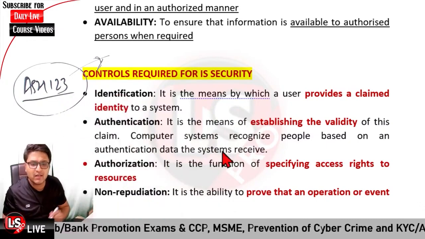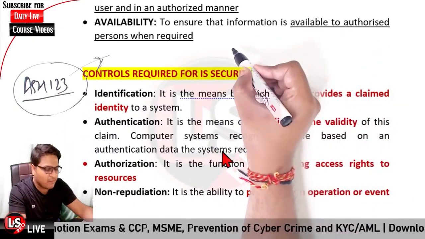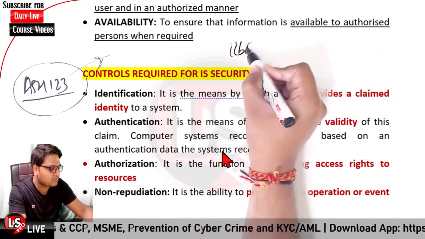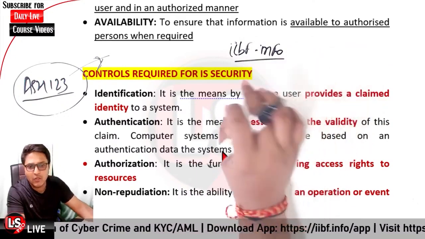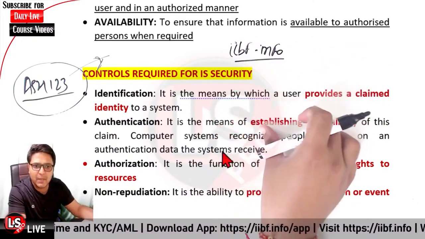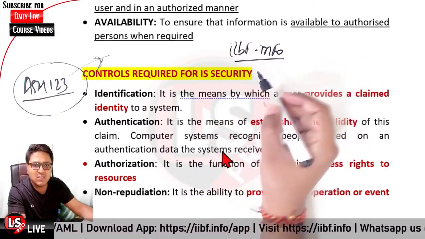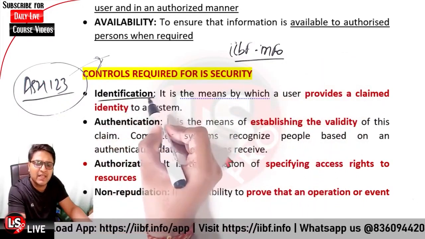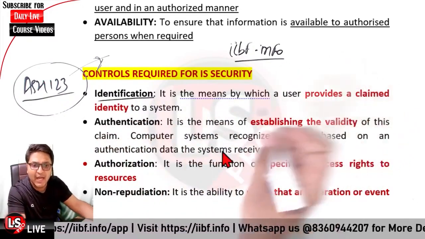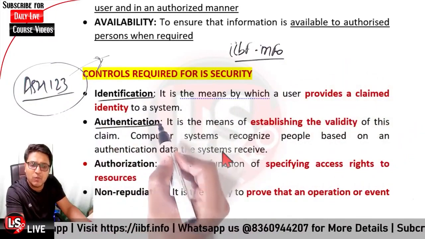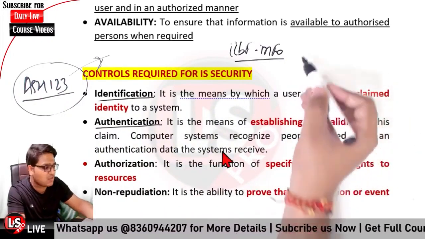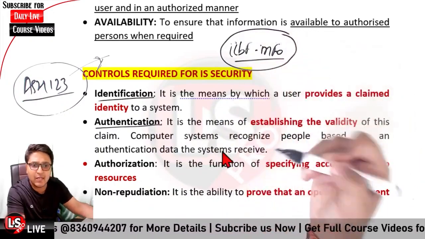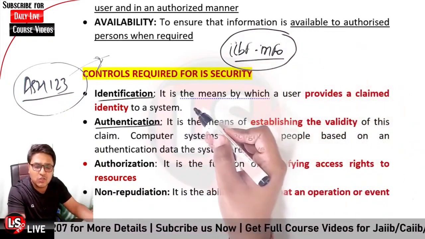Or I can give you another example. You log into our portal at iibf.info. You log in using your email ID and password. The email ID is basically the identification over there. And authentication is when you enter your password and log in; the system identifies and recognizes you. That is the authentication you are given.